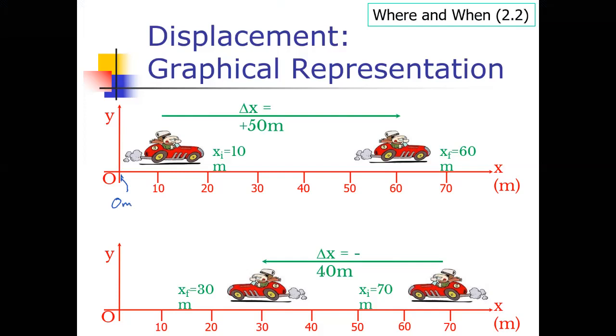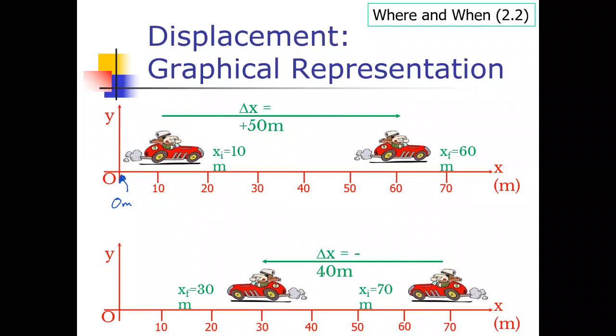The object, the race car driver here, starts at an initial position that is 10 meters from the origin. We have to designate that position from the origin. With that said, the race car driver moves and ends up at a position different from where he started, so he does undergo a displacement. He ends up at a position that is 60 meters away from the origin. That's why we have to specify where 0 is going to be.